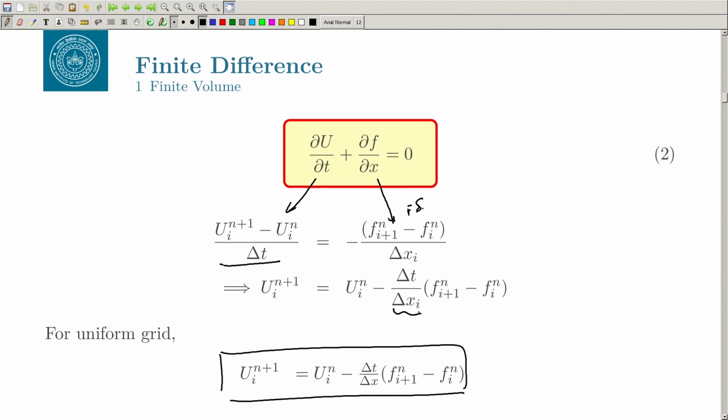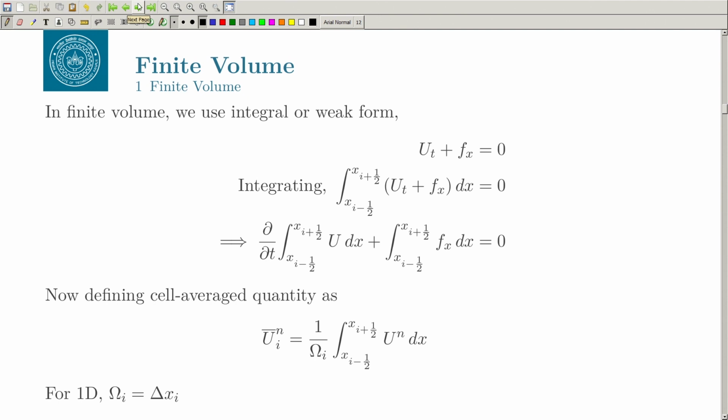Very simple. In finite volume, what we do is we are going to solve the integral form, and this is also called the weak formulation. Basically we are going to integrate the equation around each cell. Again, remember this picture. This is my cell, this is I, these are the faces, this is I plus half, I minus half.